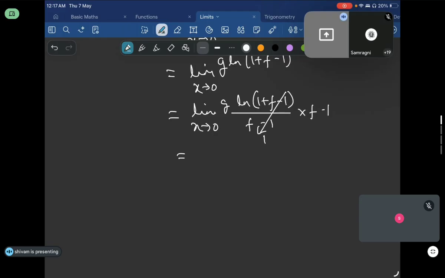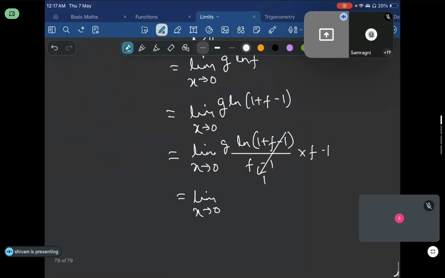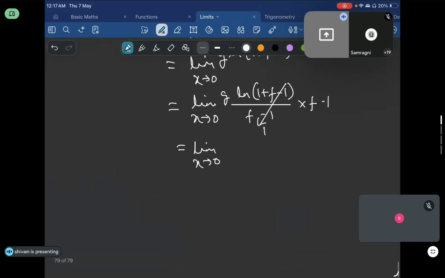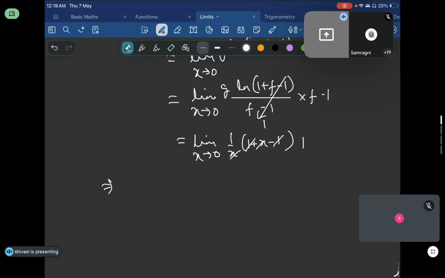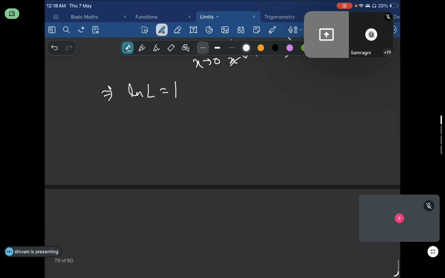Now you substitute g and f. This will become limit x tends to 0. What is f? f is 1 plus x, and g is 1 by x. So 1 by x into (1 plus x minus 1). The 1 will get cancelled, x will get cancelled, and we'll get 1. So ln L is equal to 1. So the value of the limit will be e to the power 1, which is e. Is it clear to everyone? How are we getting e over here?